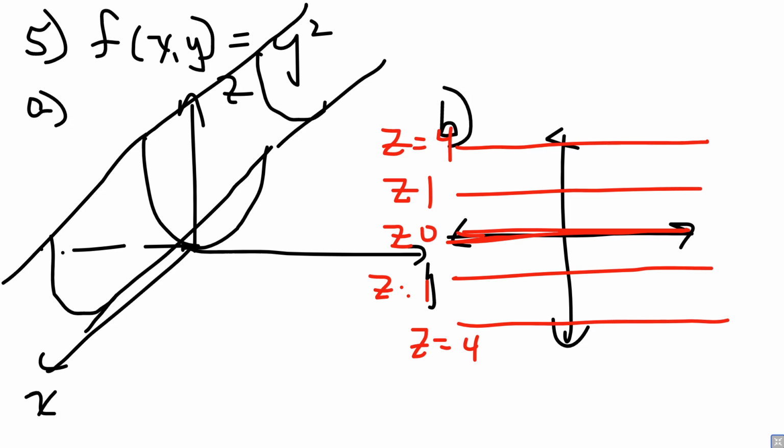Basically what it's doing is just taking on the different values of y. If y is 0, that makes z 0. If y is 1, that makes z 1. If y is 2, that makes z 4. If y is negative 1, that makes z 1. If y is negative 2, that makes z 4. So it's just going to create these straight lines. Any questions?